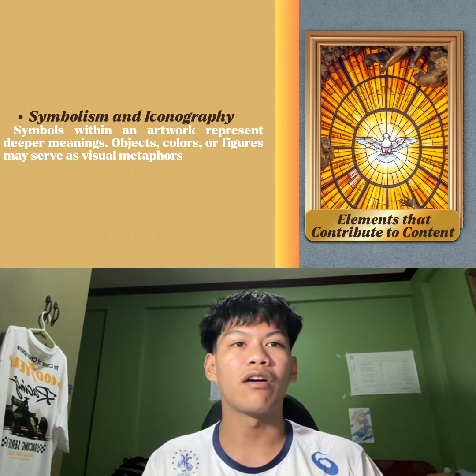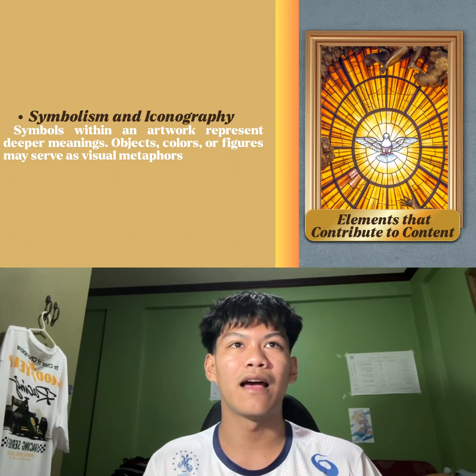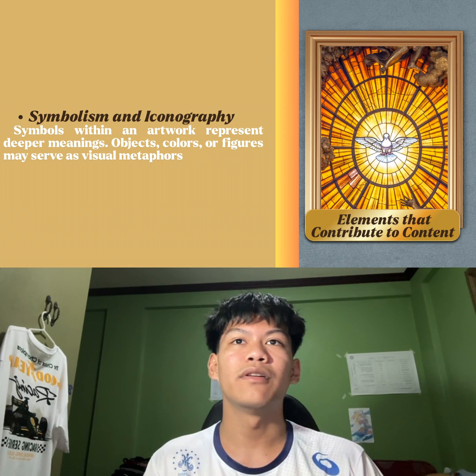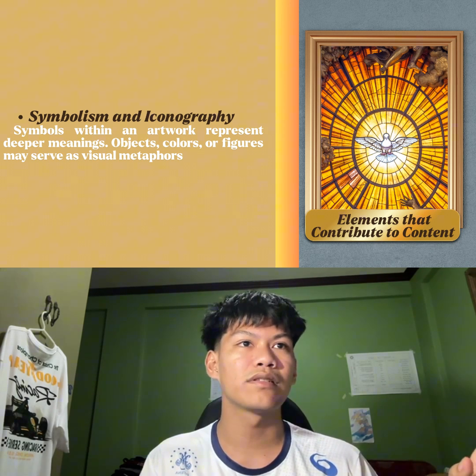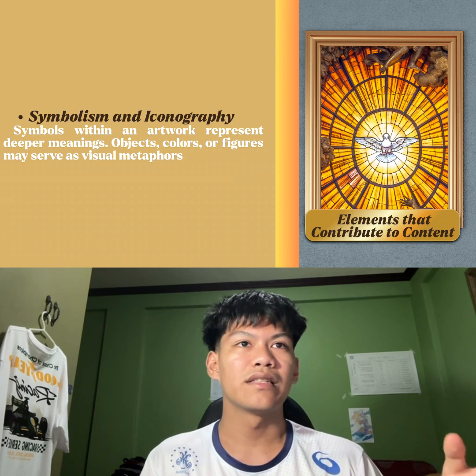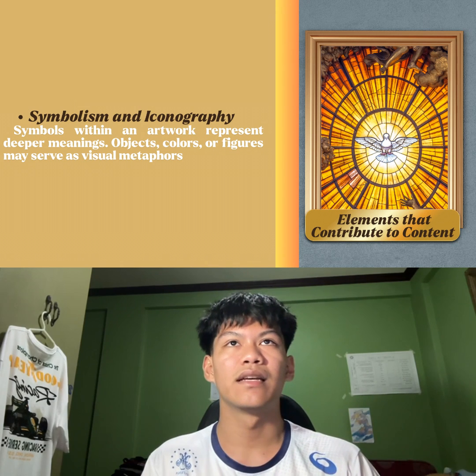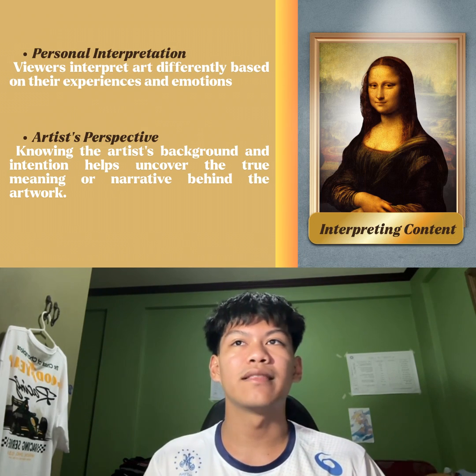For example, like the color red symbolizes war, madness. Blue is for peace, or white. So that is symbolism and iconography: different symbols, different colors symbolize different meanings or portray different meanings. Next is interpreting content.